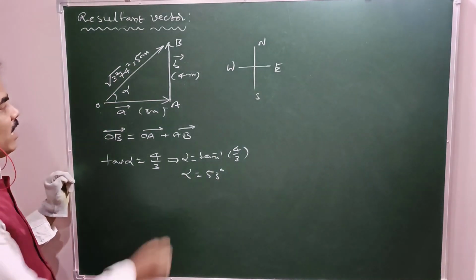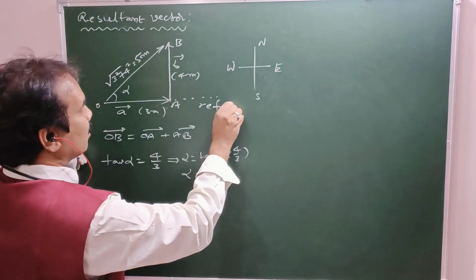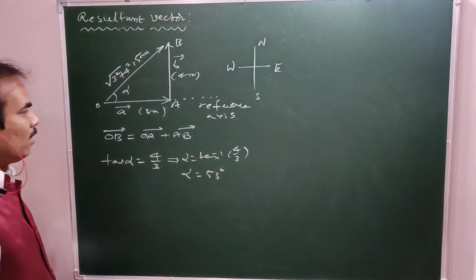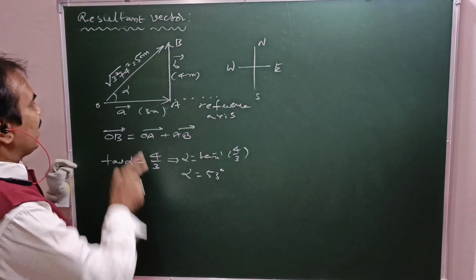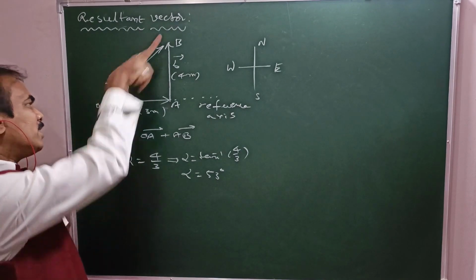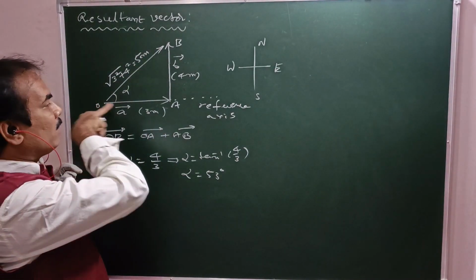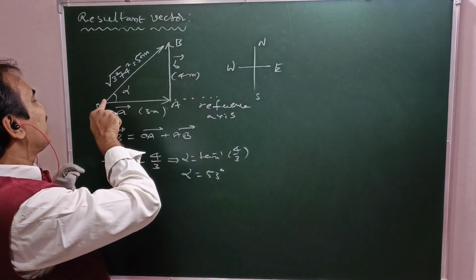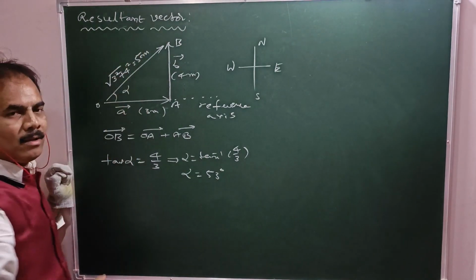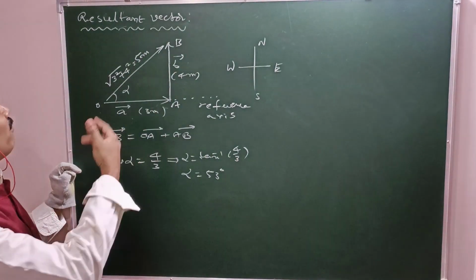53 degrees. If it is a reference axis, for example, if the particle follows this path making an angle 53 degrees with east, then also it can reach from O to B, such that to have the same effect as the effect given by A bar and B bar. Okay, that's about resultant vector.